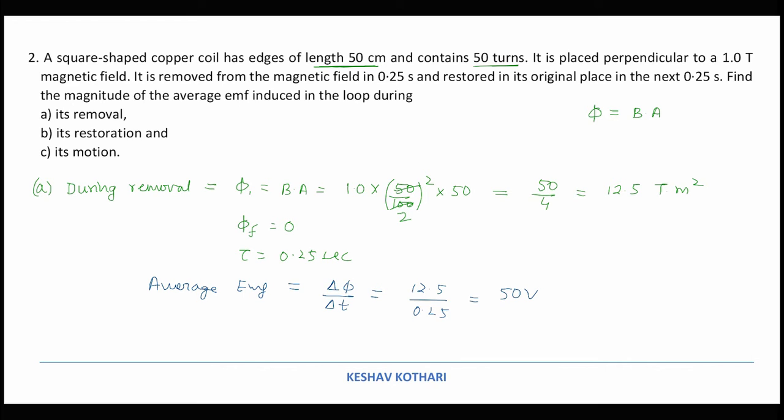So for part A and part B the answer is the same, and during its motion there is no change in flux, so the value of EMF induced during its motion will be 0. During both the aspects, that is removal and restoration, the value of average EMF induced is equal to 50 volt. We have only calculated the magnitude of the EMF, it must be very well kept in mind. So let us move to the next problem.